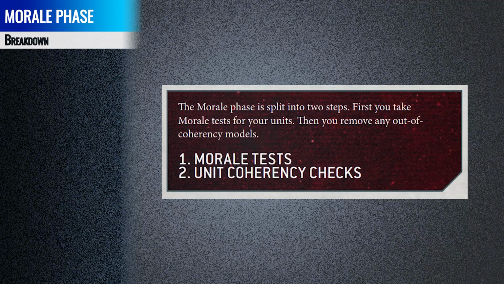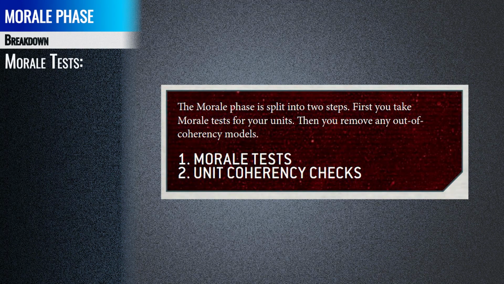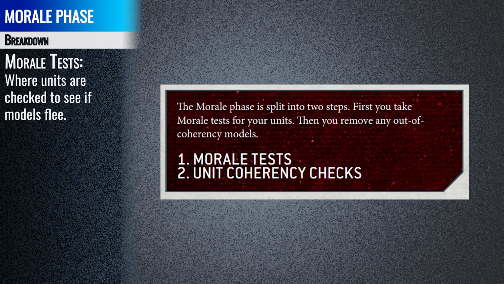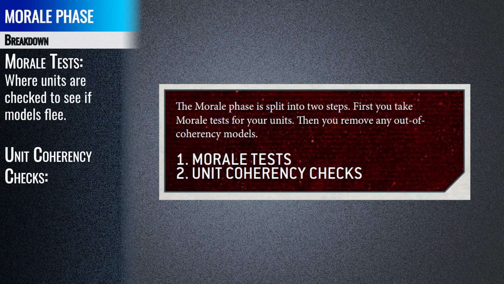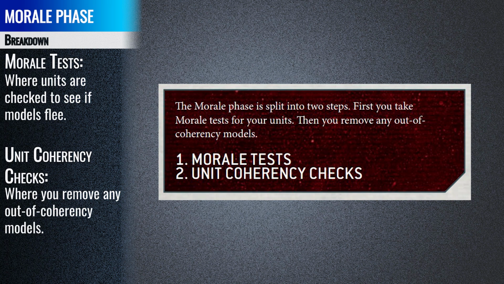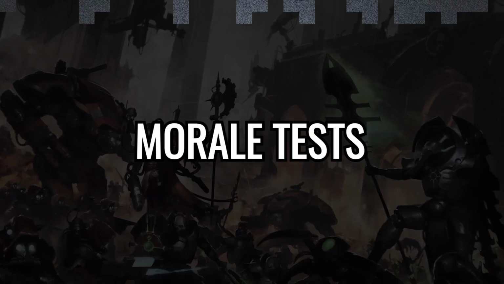The morale phase is broken down into two steps. Morale tests, where players take morale tests for units. Then, once all morale tests are complete, players check and remove models from units which are in breach of unit coherency. The morale phase starts with the morale tests step.